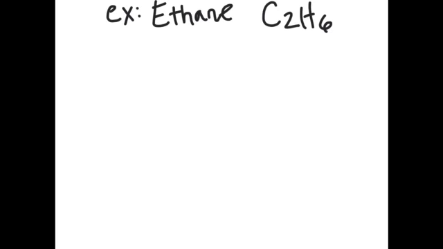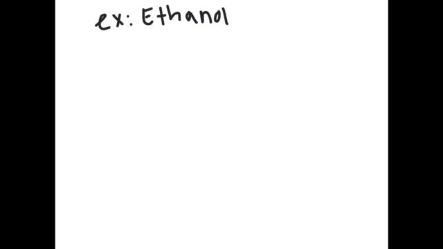Ethane, whose formula is C2H6. Since there are 2 carbons, I know that at each point there will also be a carbon, so I draw 2 dots. And then I just connect them, and that would be the skeletal structure for ethane. So let's try another example.